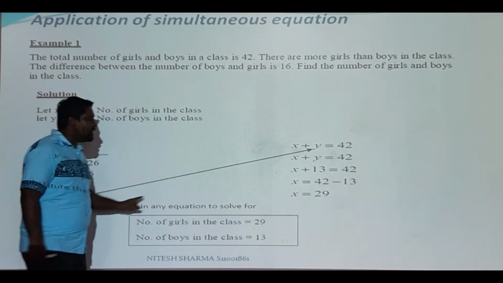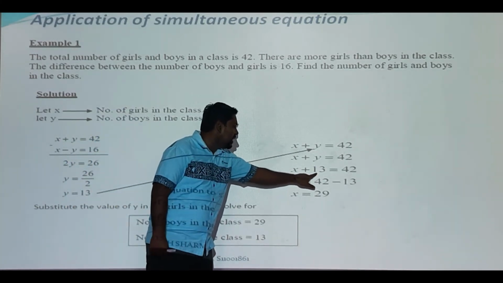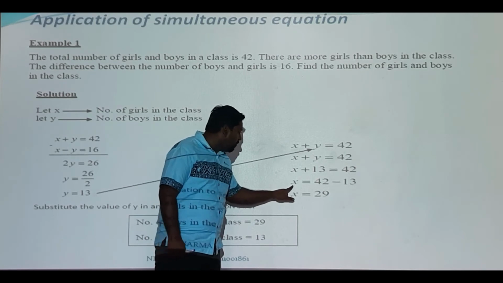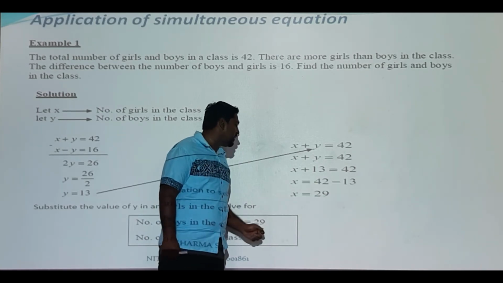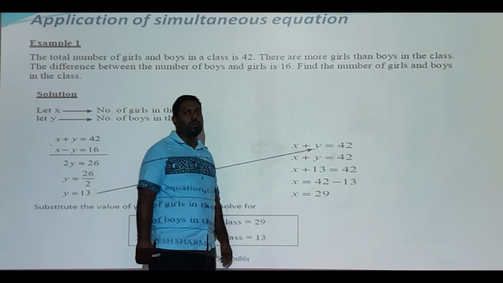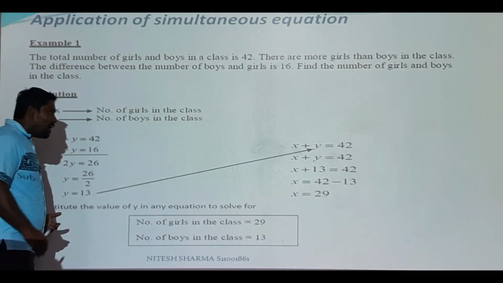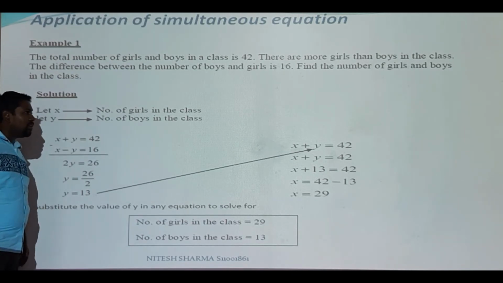y is equal to 13. In place of y, you substitute 13. I get x plus 13 is equal to 42. If I solve, x is equal to 42 minus 13, so x is equal to 29. After I have solved that, I can write down the solution.